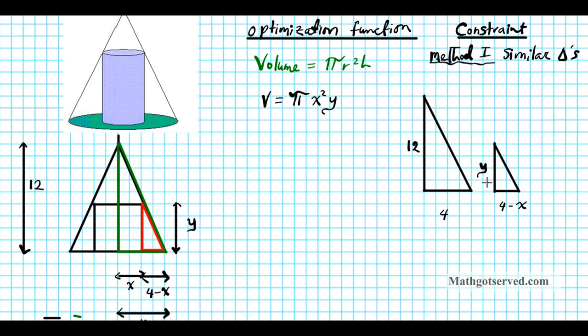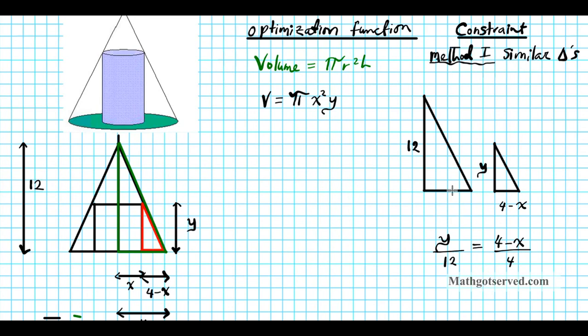So what statement can we make here? We can say that y, the height of the smaller one, y over 12 is equal to 4 minus x, the base, the shorter leg of the small one, divided by the shorter leg of the big one, over 4. Okay? So this is basically elementary geometry we're using over here.